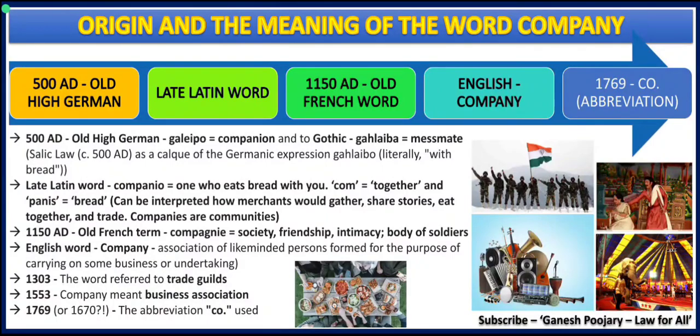Okay, let's now move on to the English word company. Company was a more sophisticated word, but remember, it was not used directly as today's company. The word was earlier used for companies like a dance company, music company, drama company or a circus company, etc. Later we started using it as an association of like-minded persons formed for the purpose of carrying on some business. Further, in 1303 it was used for trade guilds, and in 1553 the term was used to mean a business association. Finally, in the year 1769 we got the abbreviation for the word company, that is CO.